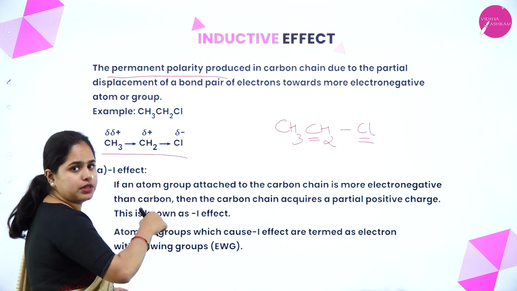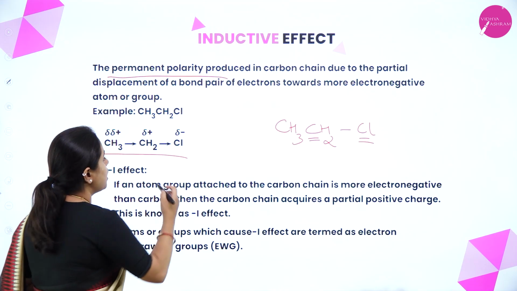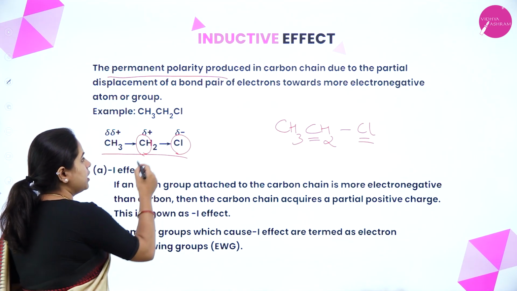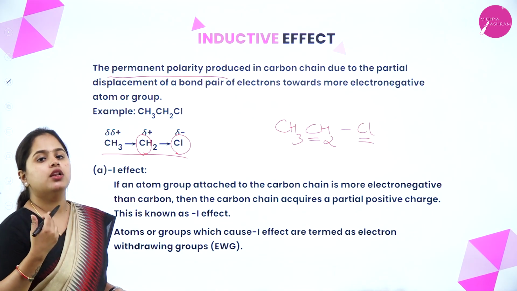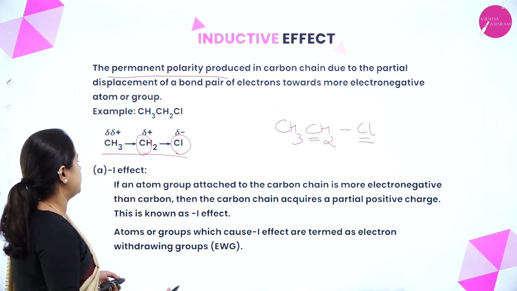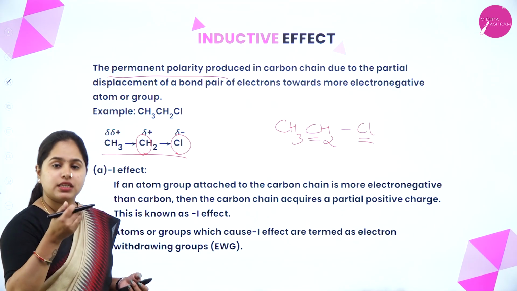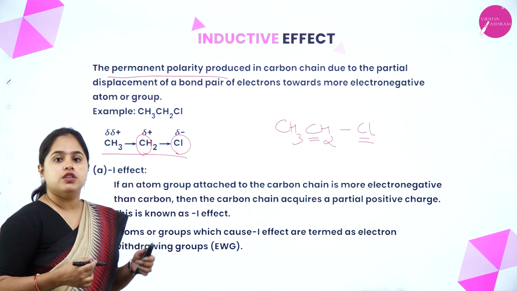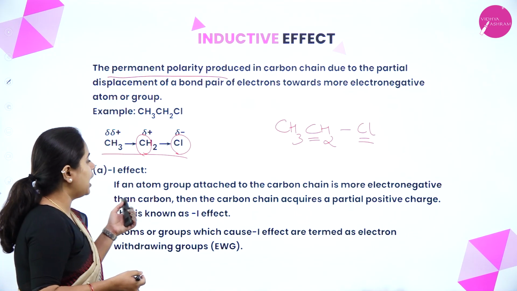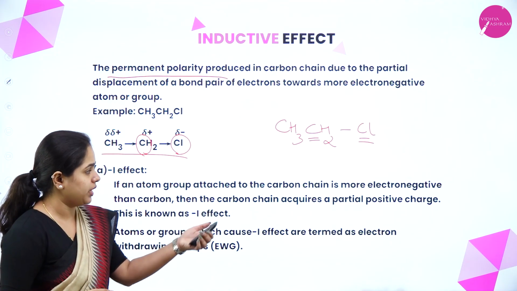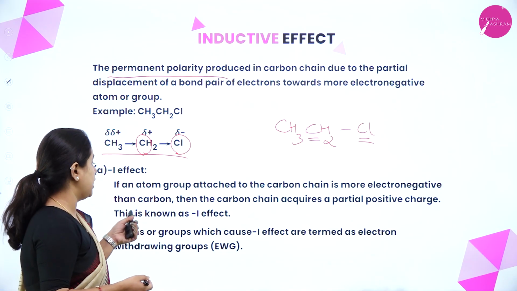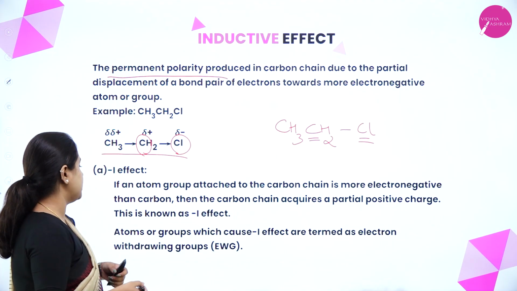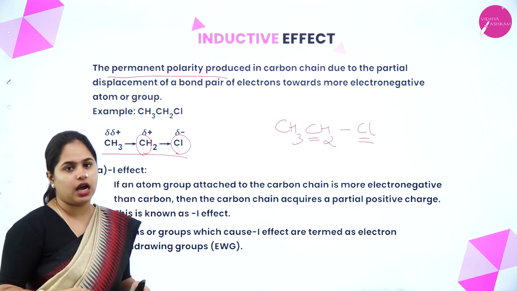So hence what happens? There will be a polarity difference and chlorine will attain a partial negative charge and carbon will attain a partial positive charge. Now this is called the inductive effect. And there are 2 types of inductive effect as well, that is minus I effect and plus I effect. So let's see the minus I effect. If an atom attached to the carbon chain is more electronegative than carbon, then the carbon chain acquires a partial positive charge and this is known as minus I effect.